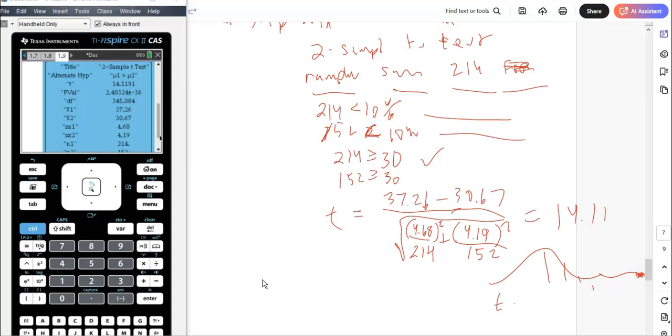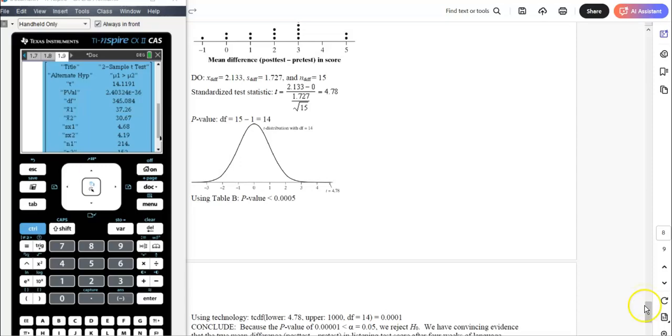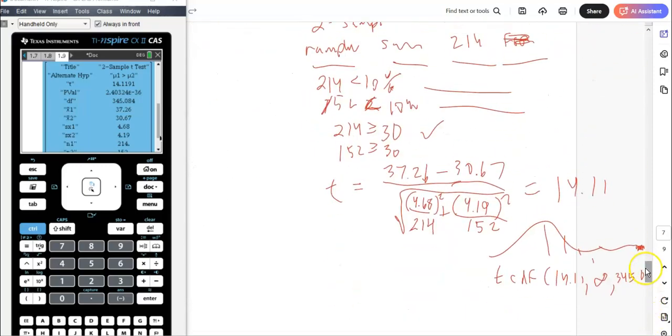So you're going to do tCDF 14.11 comma infinity comma degrees of freedom is 345.08, right? And so your p-value ends up equaling so close to 0, we're just going to say approximately 0. That's okay to say. It's probably a scientific notation number there. So we have to have that. Really good to have degrees of freedom labeled somewhere in your paper.